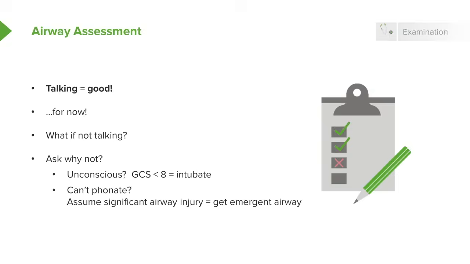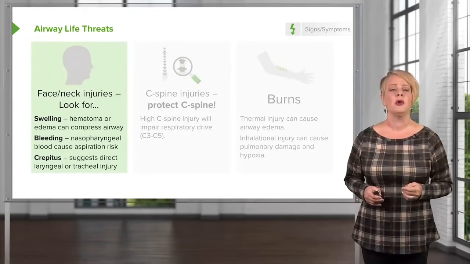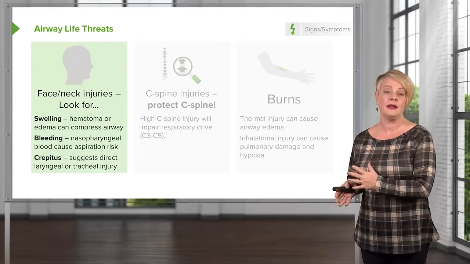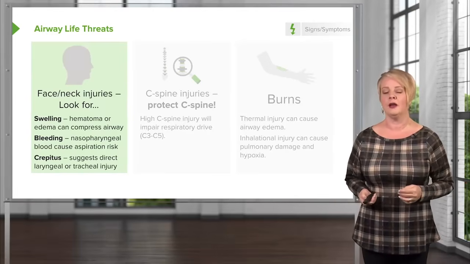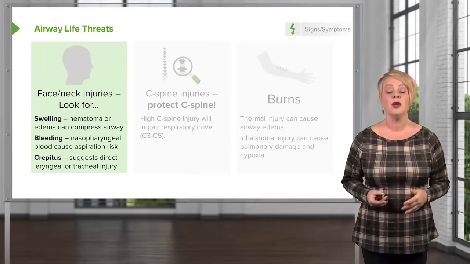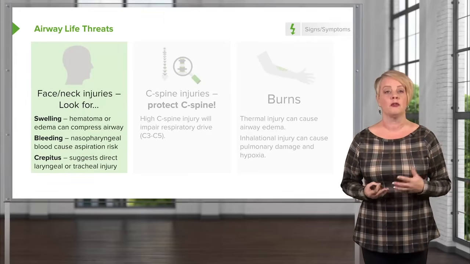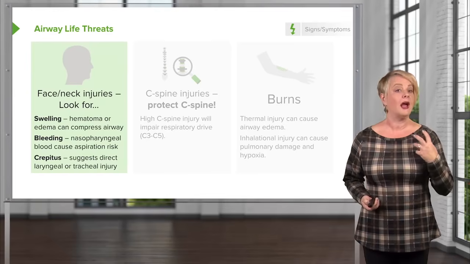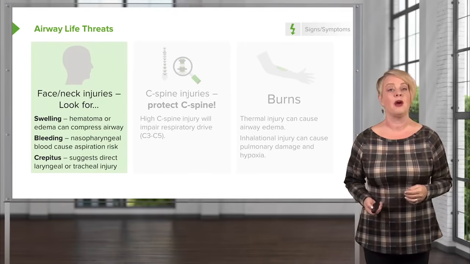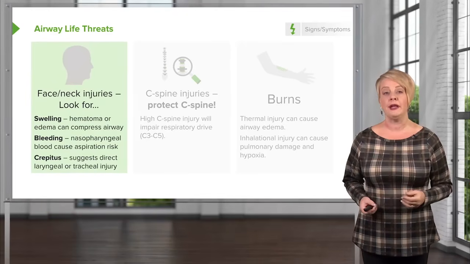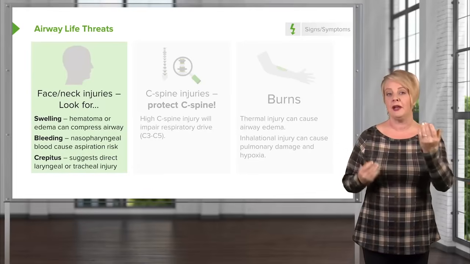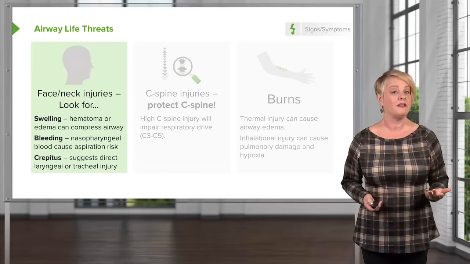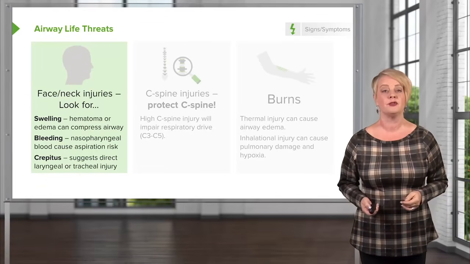So what are the kinds of things we're looking for in terms of airway life threats? Well, for patients who have a currently patent airway, but you want to know whether they're going to lose their airway in the future, things you want to look for are swelling, so any kind of hematoma in the face and neck, any kind of edema in the face or neck, these can compress the airway. You want to look for bleeding, in particular nasopharyngeal bleeding that's going from the pharynx back into the oral cavity can cause aspiration, so we want to be aware of that and address it.